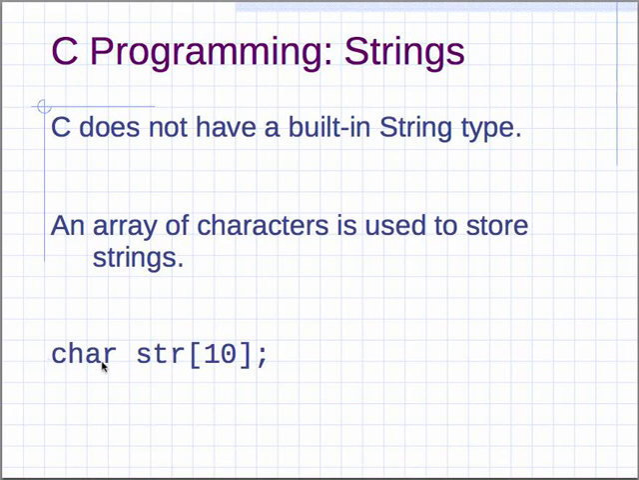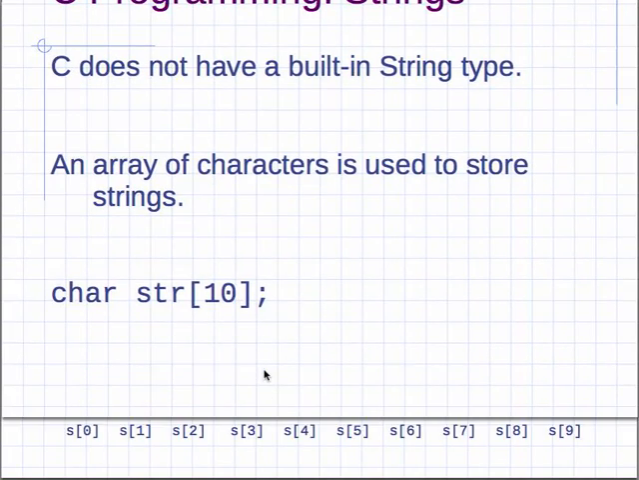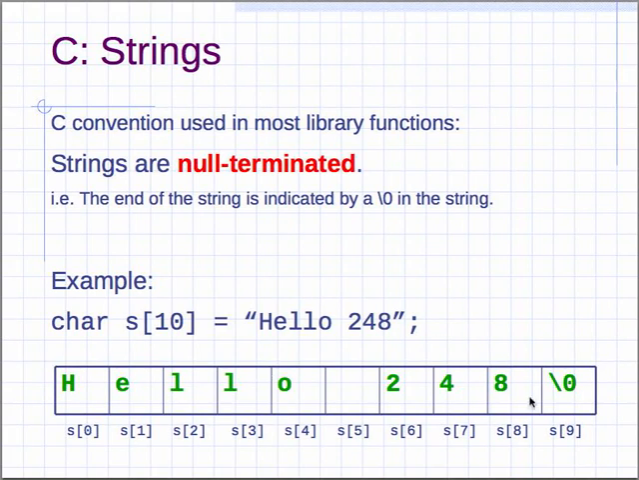You say char, space, and then whatever name you want, open close square brackets, roughly the length. And when I say roughly the length, the reason for that is that you need one more space than the number of characters in your string to hold the NUL-termination character. So remember, this is the C convention that's used in almost every library function, which is that strings are null terminated. That is, the end of the string is indicated by a \0.